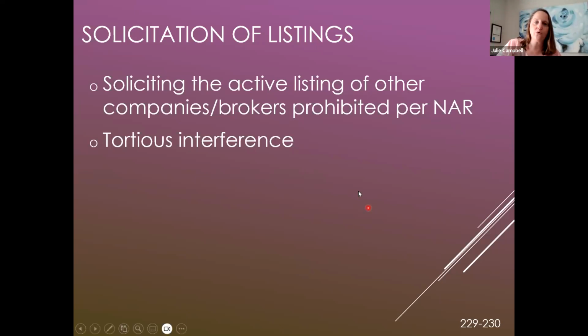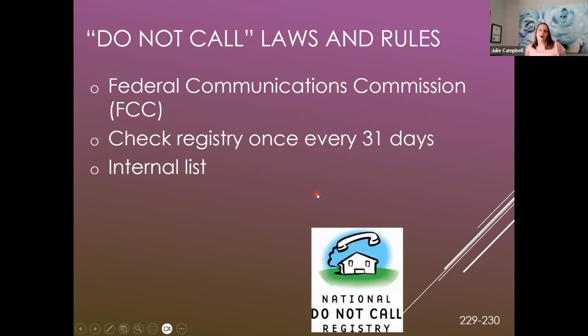Other soliciting rules we need to follow are do not call laws and rules. Do not call registry. If cold calling is how you want to go, if cold calling is the platform you're shooting for, before you pick up that phone, you need to get your hands on the do not call list. Because if the consumer you're soliciting is on the do not call, what have they said? I don't want you to call me. That's what we're telling people when we get on that do not call. And we've got to honor that, you guys.